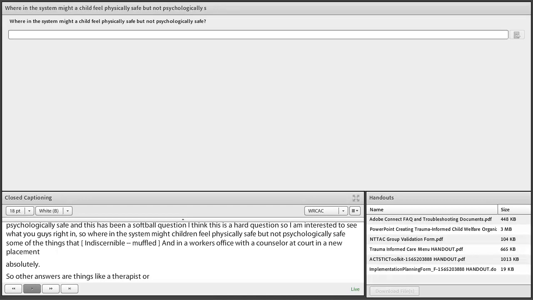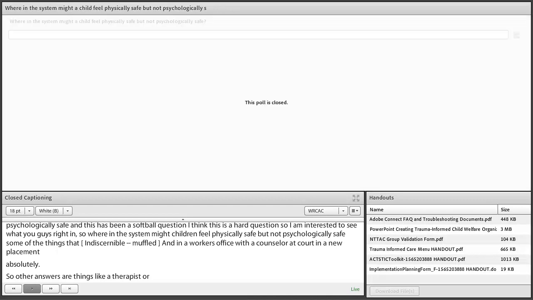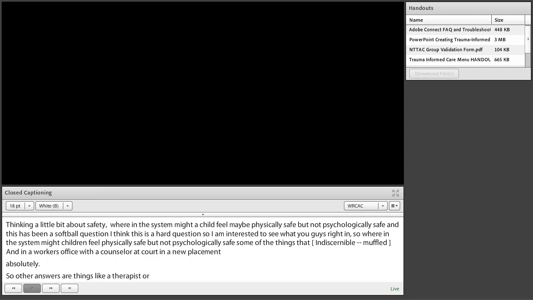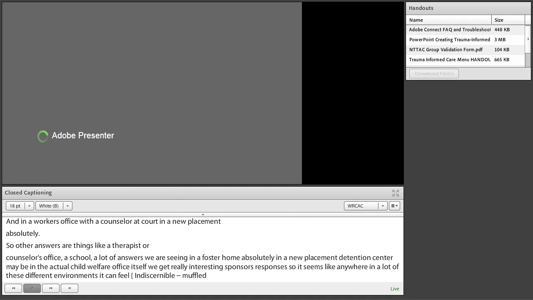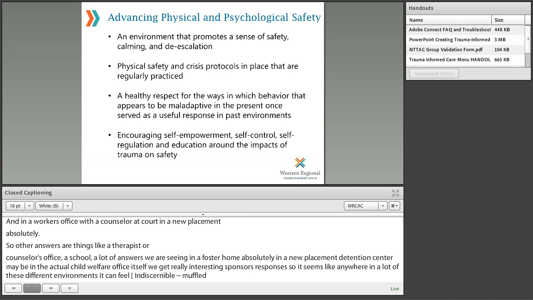It can feel like a physically safe environment, but we have to be mindful that, given the experiences these children and families have had in their lives, they might not be feeling psychologically safe. So what can we do about this? We're just going to go ahead and move on to the next slide.